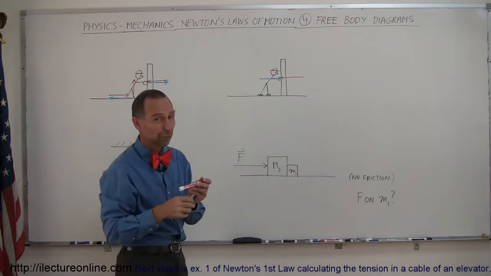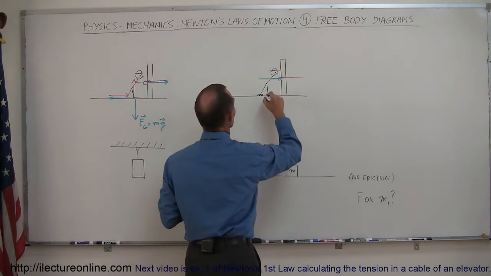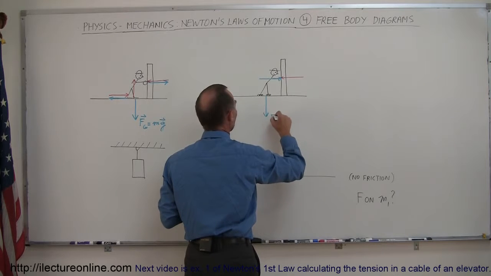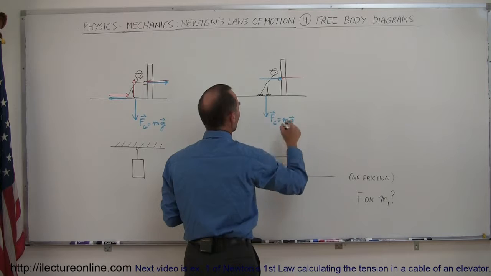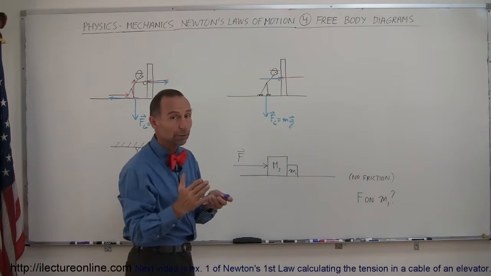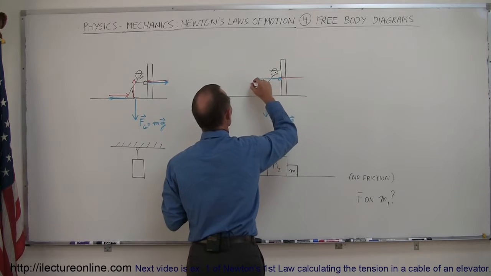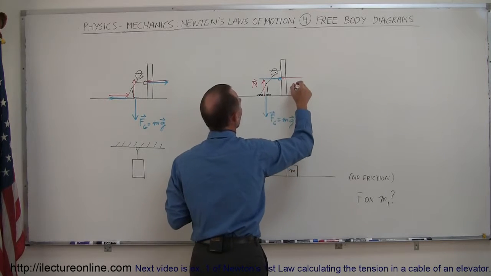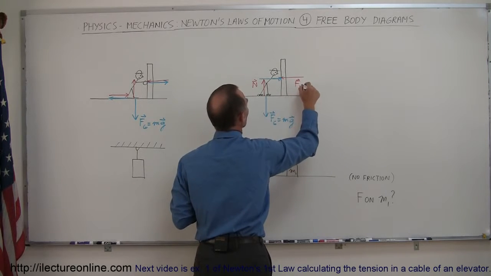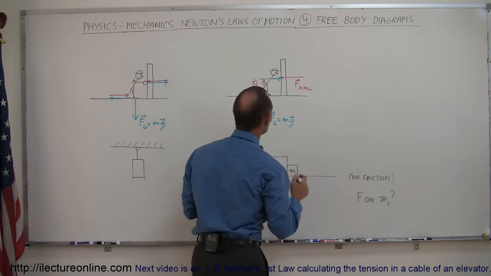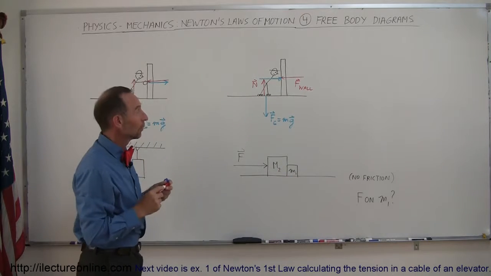Of course, we still have the force of gravity downward. That's the force of gravity, which is equal to m times g. And of course, we have what we call the normal force, the ground pushing back in the opposite direction. So that would be considered what we call the normal force. And this is the force of the wall pushing back. And then in this case, we stop.